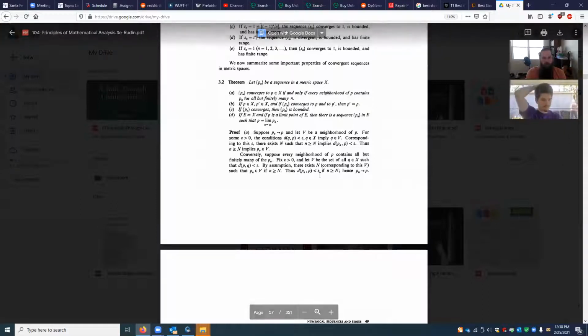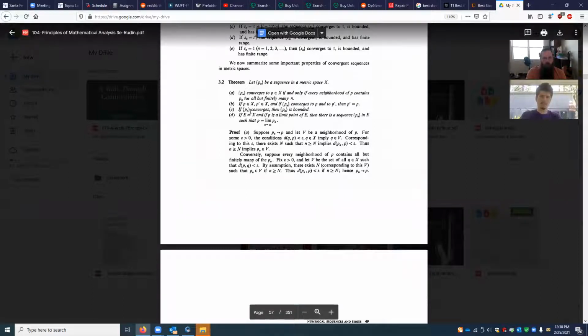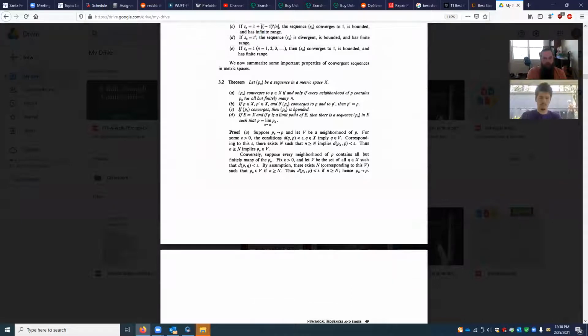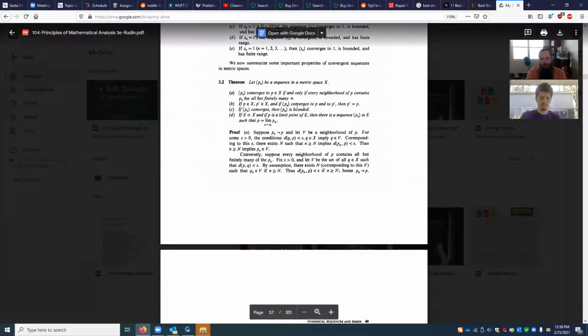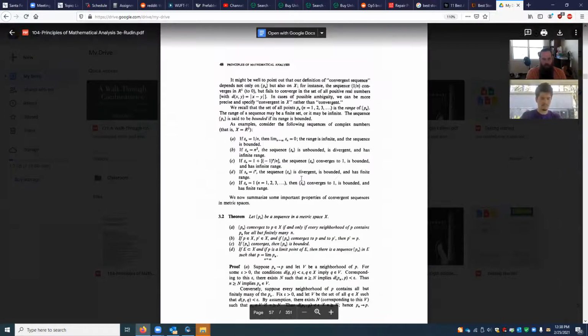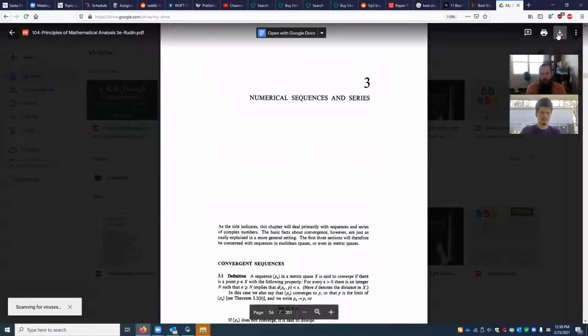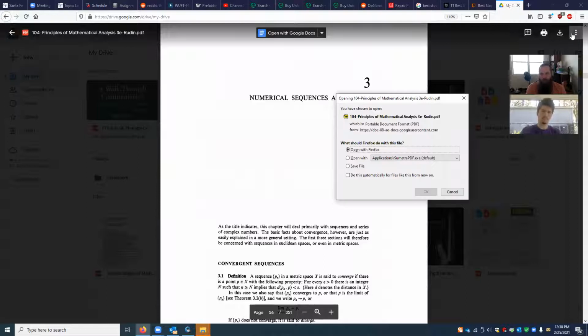And then there's a few other things here, like a sequence can have only one limit. If you have a sequence that converges to two things, P and P prime, then P and P prime have to be the same. Any convergent sequence is automatically bounded. I'll be talking to you about what it means for a sequence to be bounded today. But this is really good stuff. And if you are interested in this, I can encourage you as much as possible.